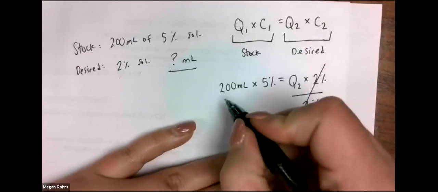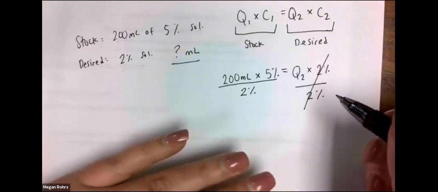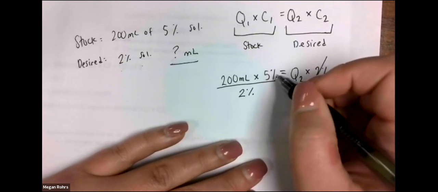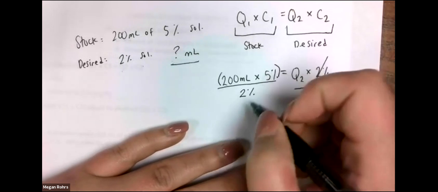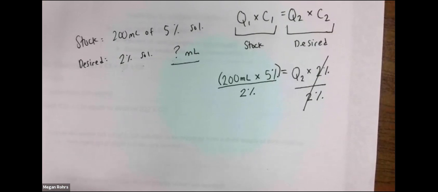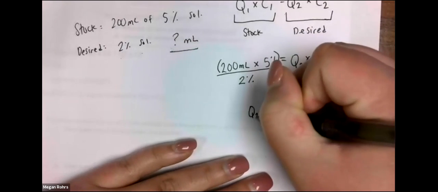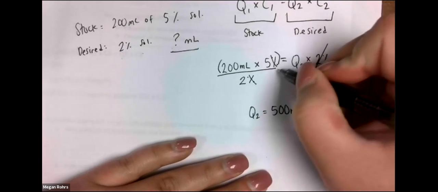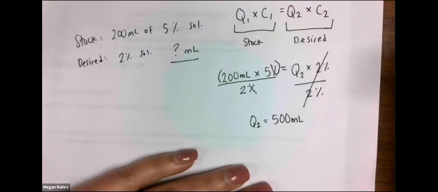But whatever I do to this side, I also have to do over here. So I'm going to divide this by 2% as well. Now, when you're typing these in your calculator, there is no need to change these into decimals because they're both in percentage form. So you can just take 200 times 5, leave that in your calculator, and then divide by 2. 200 times 5 gives us 1,000, and then dividing that by 2 gives us 500. So Q2 equals 500 milliliters. That's because these percentage signs would cancel out. We would be left with mils here, which is what we were looking for. That Q2 was in milliliters, okay?